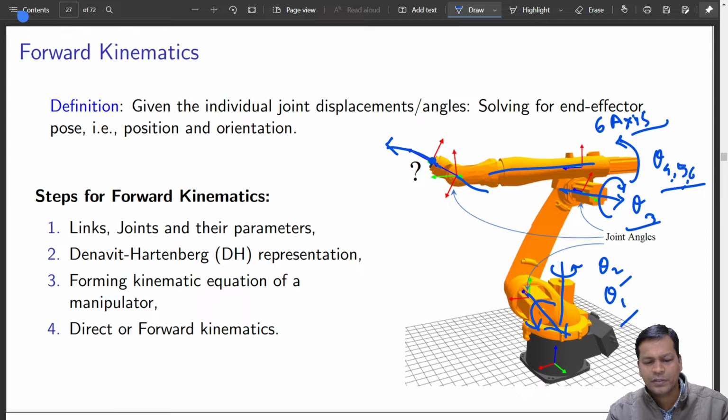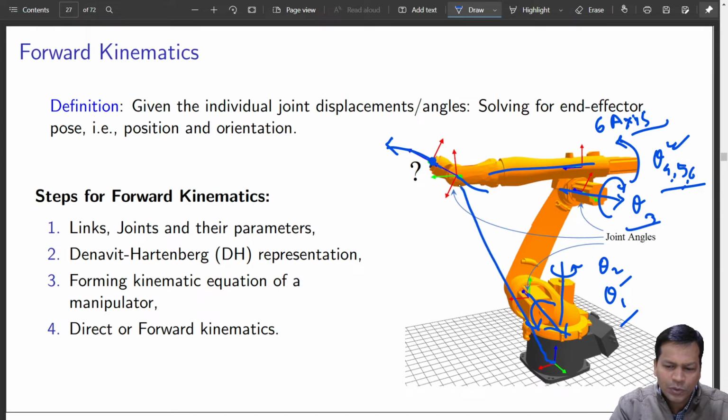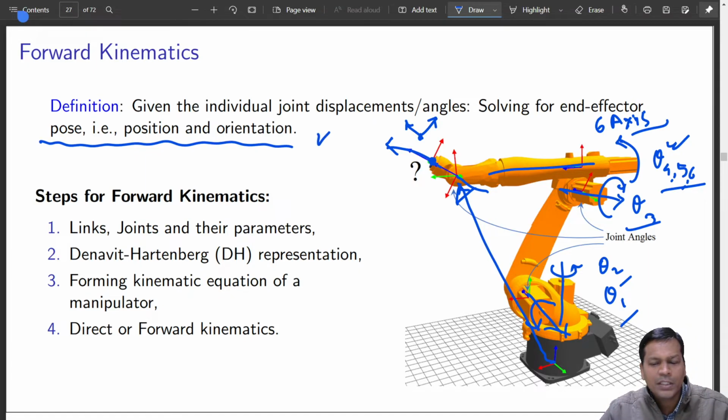Link lengths are fixed. The way joints are attached is also fixed. What is changing is only the joint angle through different actuators or motors. So finally you reach a position with a certain orientation. You don't just go there, you also orient in a particular manner. Overall this is known as a pose. So when you change joint angles and you reach a pose, that is a combination of orientation and position, it is known as forward kinematics.